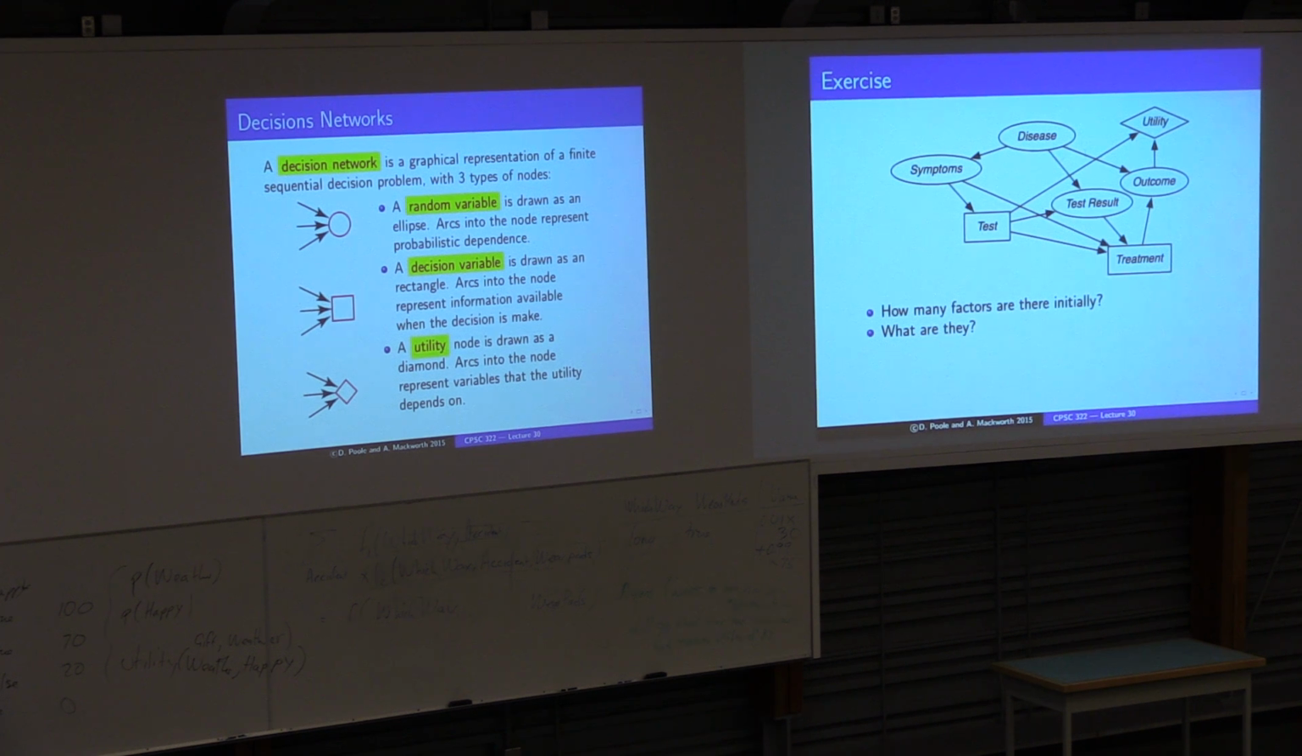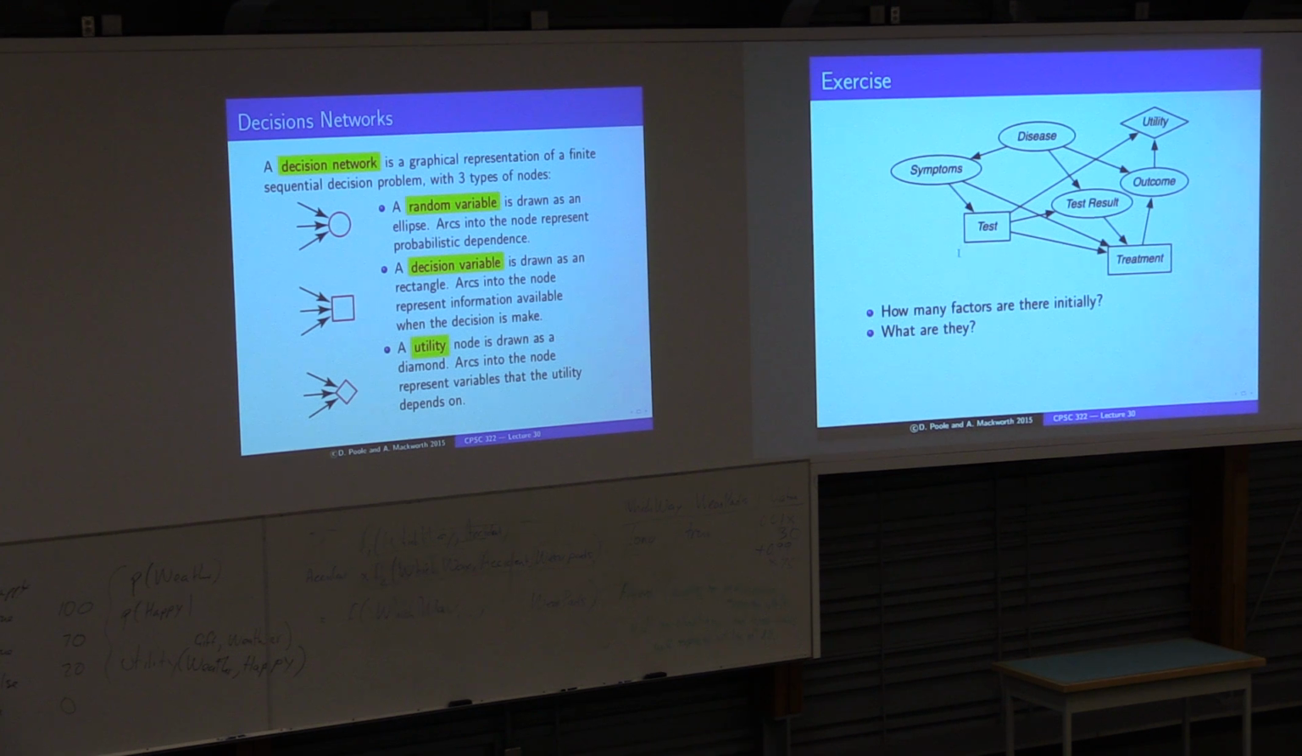Then the test results depend on the disease and the test, but not on the symptoms. Then I have to decide on treatment, but the treatment here depends on, I get to observe the symptoms, the test, and the test results. Then the outcome depends on what disease the patient has and what treatment I give. It's independent of the test results and the symptoms. It just depends on what disease you have and what treatment is given.